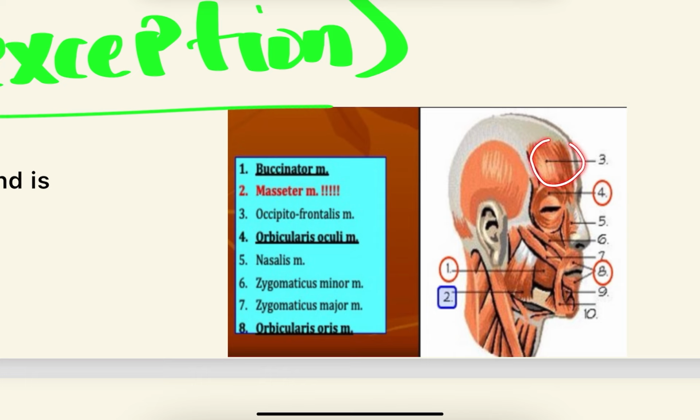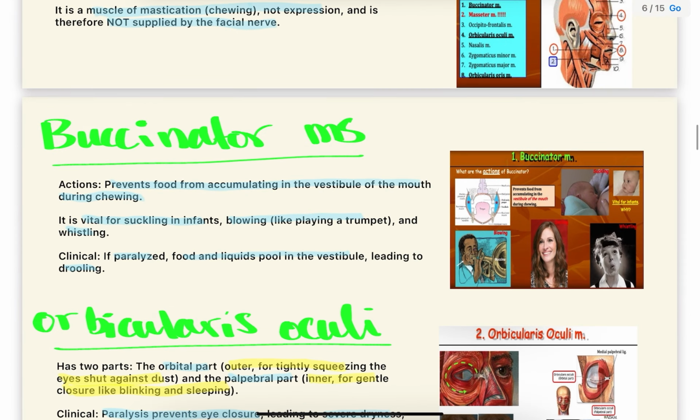Here I have the occipitofrontalis, so it's from the front and the occiput. And here we have the orbicularis oculi around the eye. And here we have the nasalis around the nose. And here I have the zygomaticus minor and the major. And then we have the orbicularis oris around the mouth. Let's start with talking about the buccinator, which is this one here.